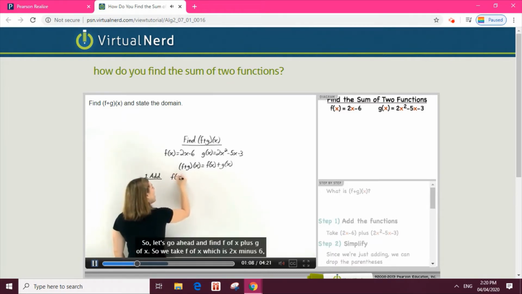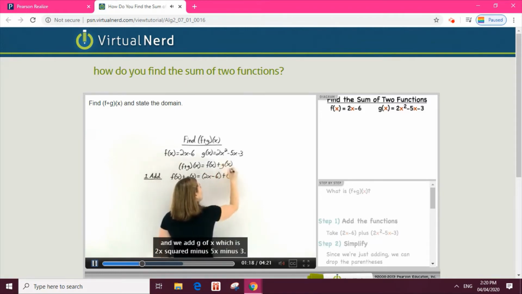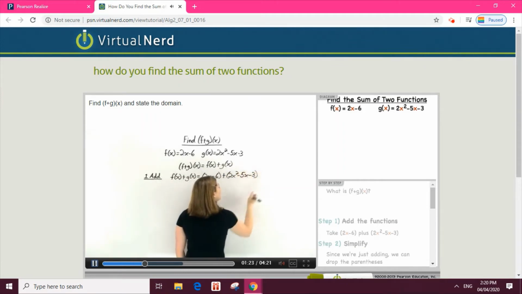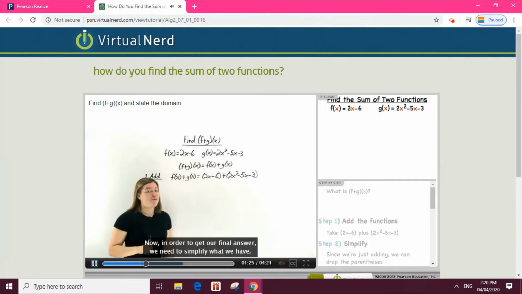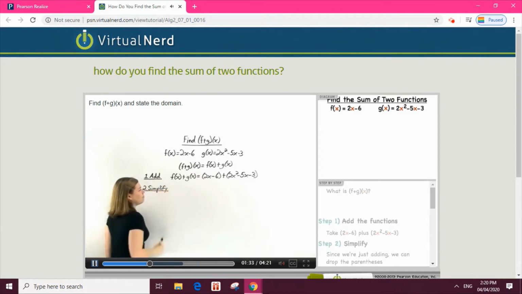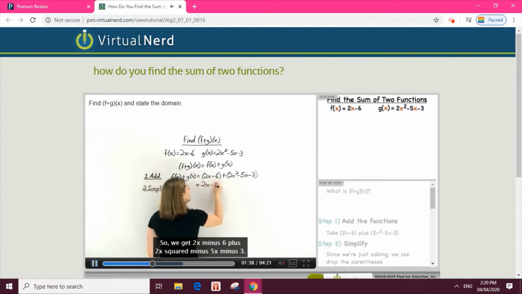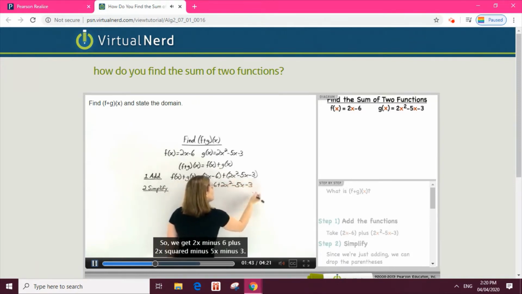So let's go ahead and find f of x plus g of x. So we take f of x, which is 2x minus 6, and we add g of x, which is 2x squared minus 5x minus 3. Perfect. Now, in order to get our final answer, we need to simplify what we have. And we're adding these functions together, that means we can simply drop these parentheses. So we get 2x minus 6 plus 2x squared minus 5x minus 3.